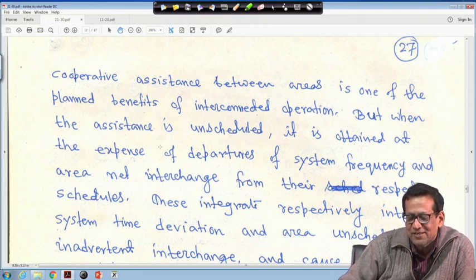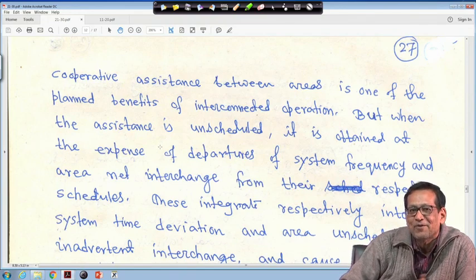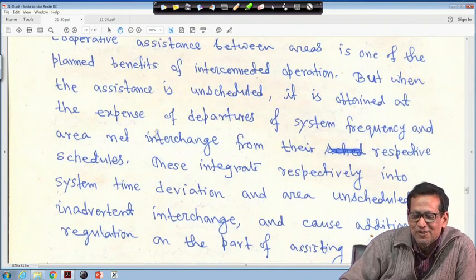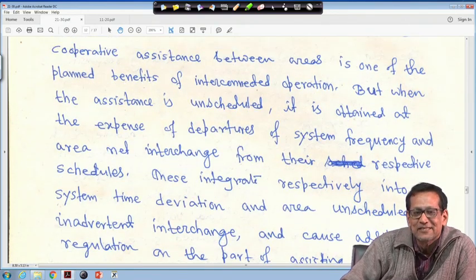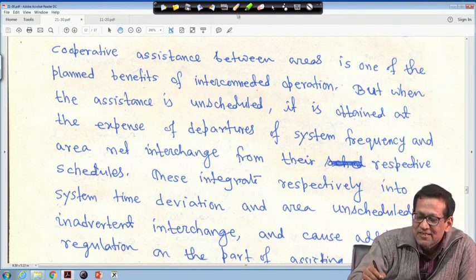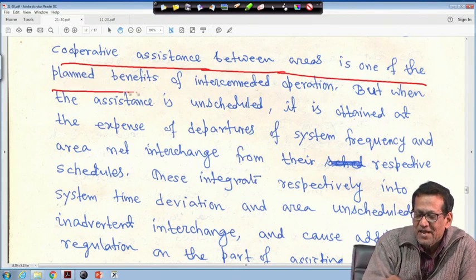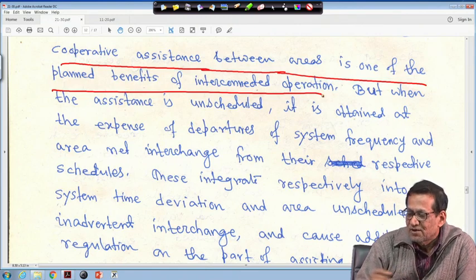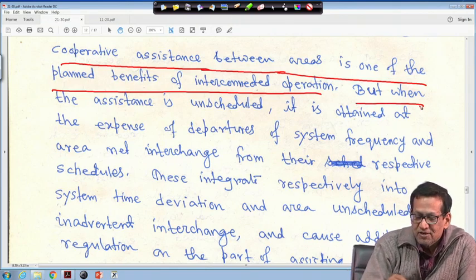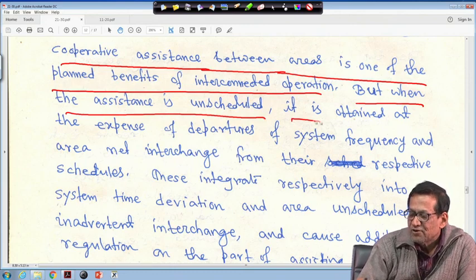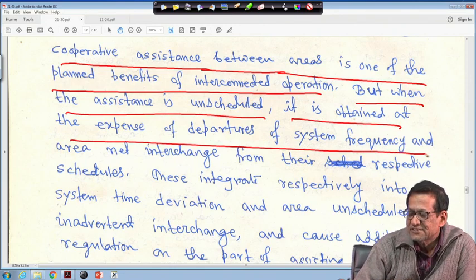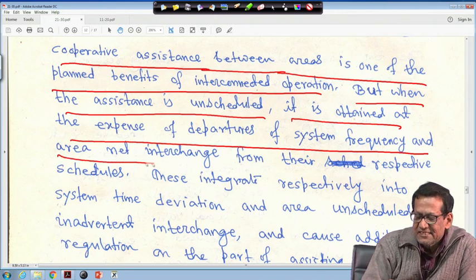Now, if somebody asks you what the advantage of interconnected operation is, this may be the answer. The cooperative assistance between areas is one of the planned benefits of interconnected operation. But when the assistance is unscheduled, it is obtained at the expense of departures of system frequency and area net interchange from their respective schedules.